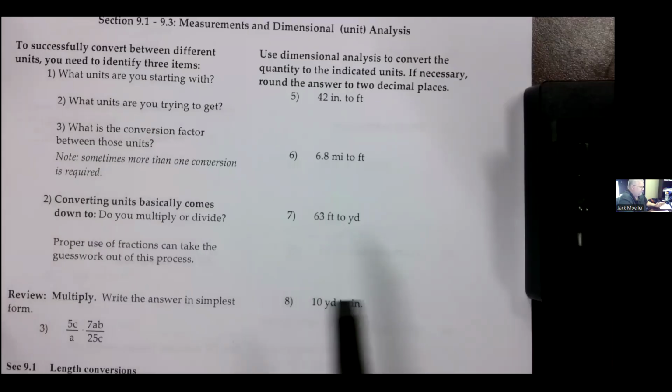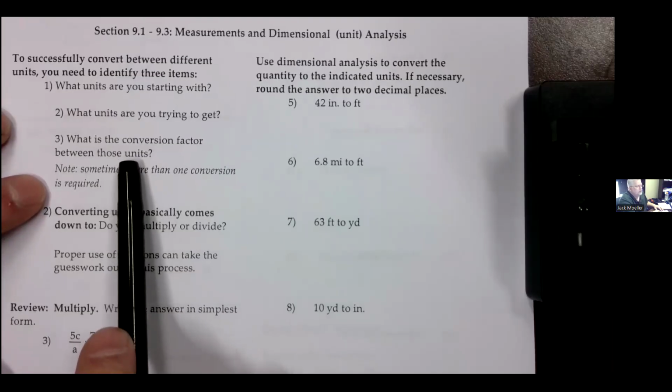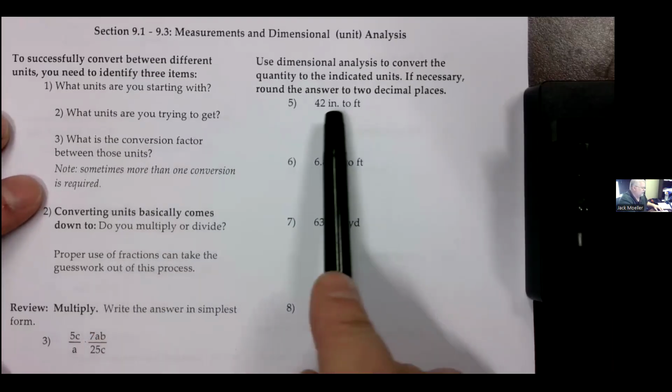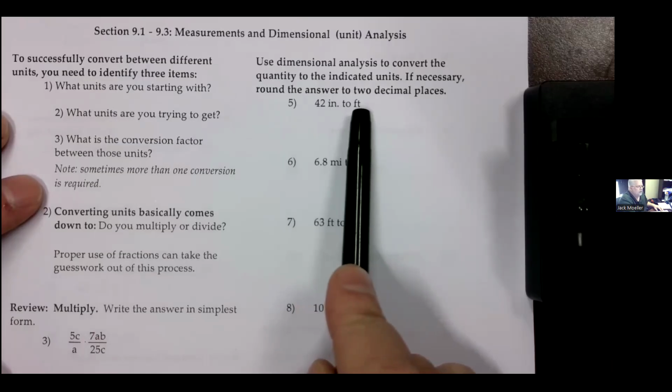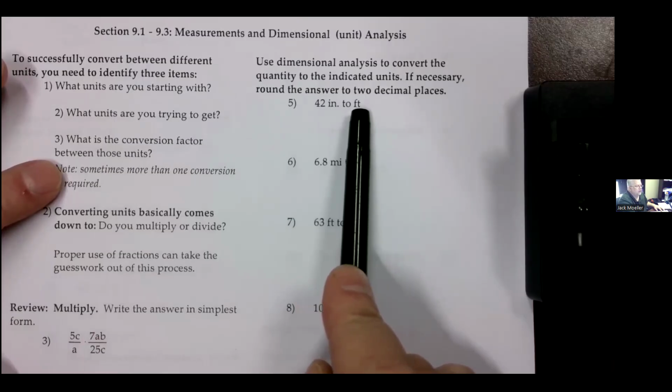And then the conversion factor, or we're going to use fractions, that is the connection between those. So the fact that there are 12 inches in a foot, that is what I mean by a conversion factor. And we're going to use fractions, like I said, to help us set it up so we take the guesswork out of it.